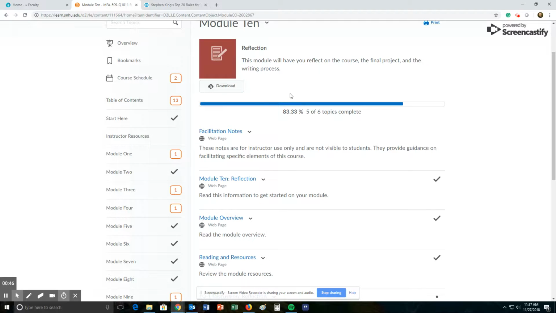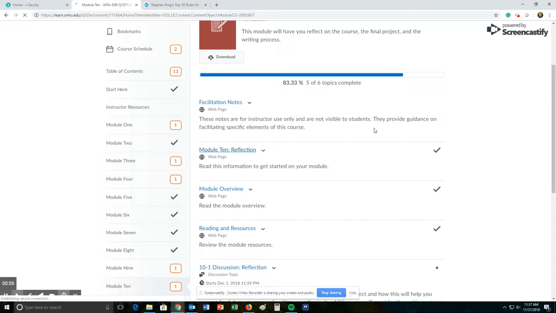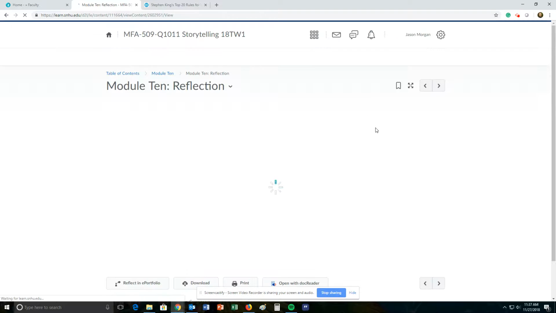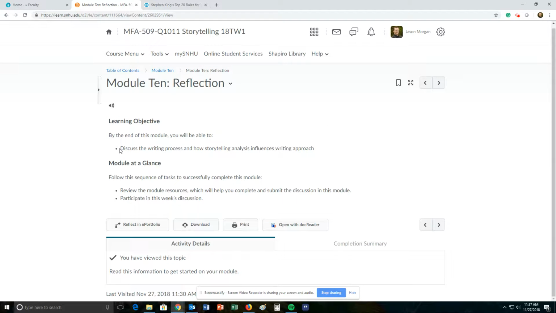Anyway, so what are we doing this module? Well, it's basically a wrap up time because they're giving me this week to get the stuff graded, but we're still going to do a few things. So this is just a chance to do some reflection. This is not only important for a class, but also as a writer. The objectives are to discuss the writing process and how it influences writing approach. So we're going to be doing some reflection. All right, let's move on.